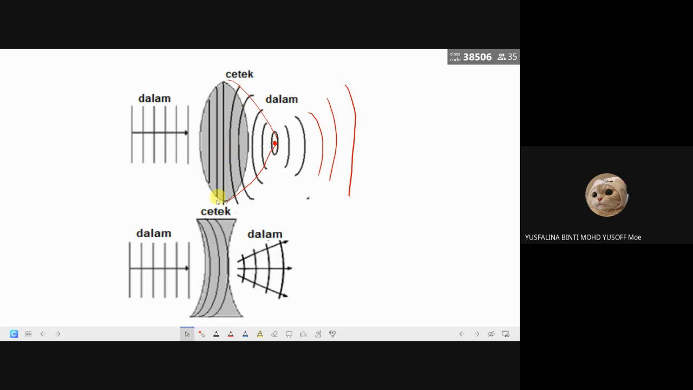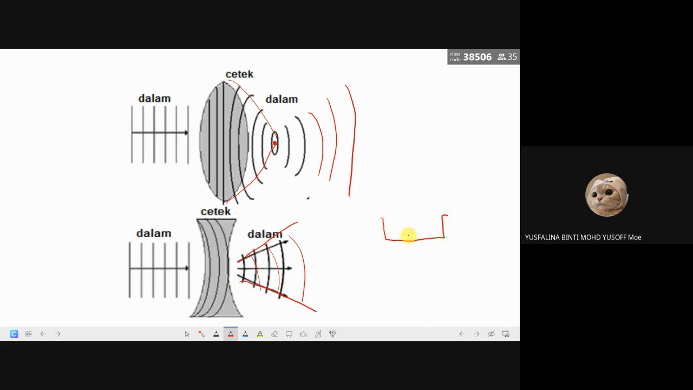Okay, all right. And this is a concave lens. So concave lenses diverge, all right? You can see here at one point, it diverges. But at this part again, when you put the concave lens there, the depth of the water will be decreased. Okay, so this is your ripple tank.